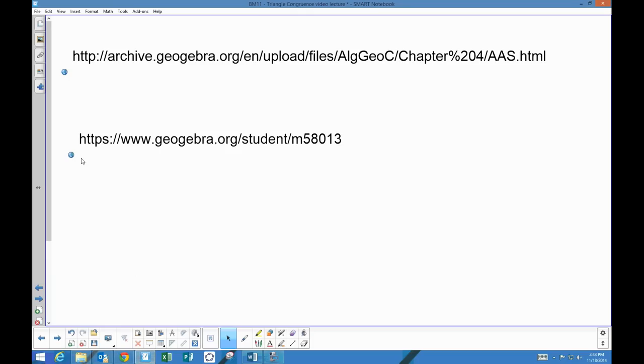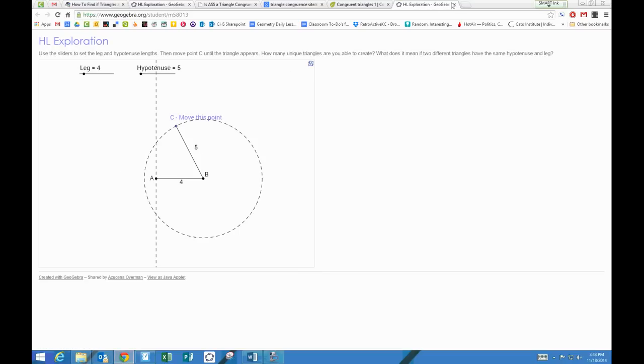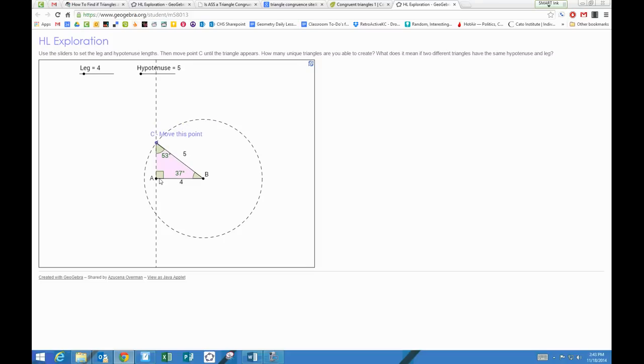The last one is what we call HL. HL stands for hypotenuse and leg. This one's kind of a special case. It only applies to right triangles, triangles with a right angle. All right, so you might be a little confused at this drawing right now, but if I rotate that there, okay, now we've created a right triangle.